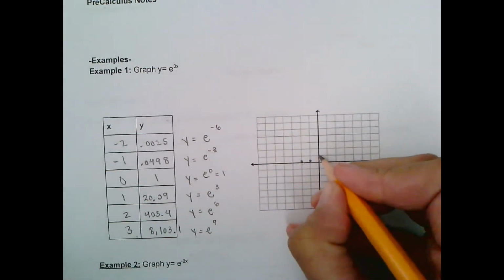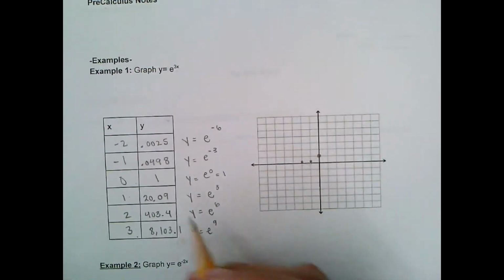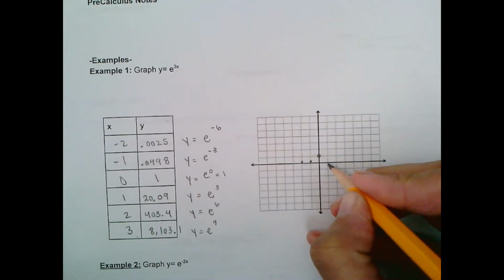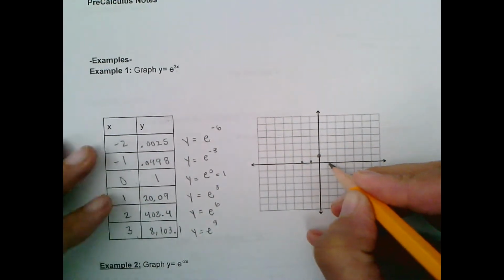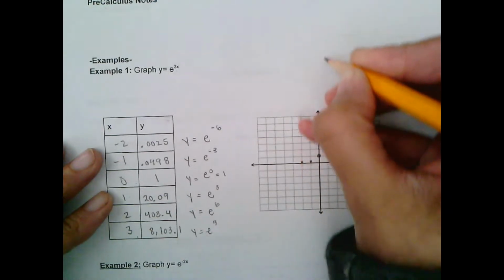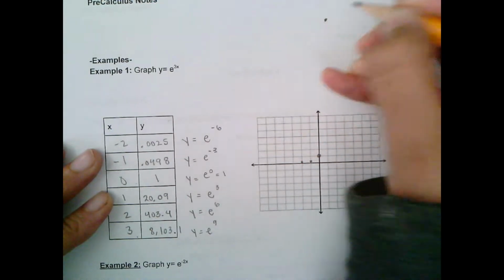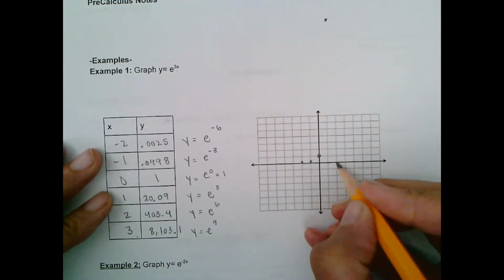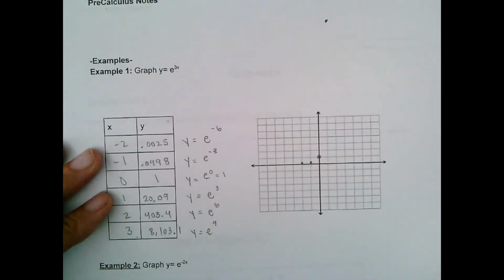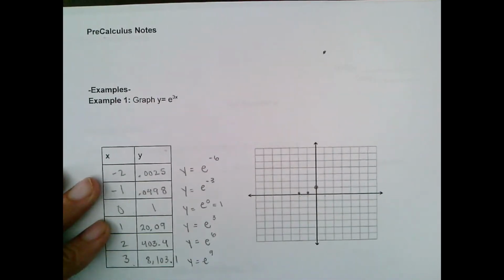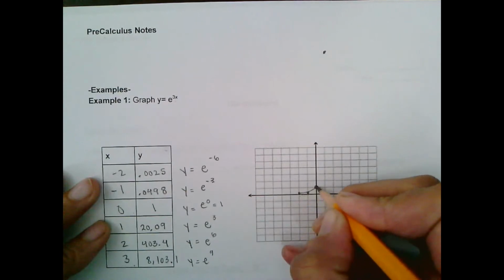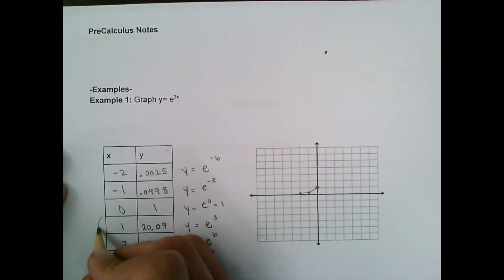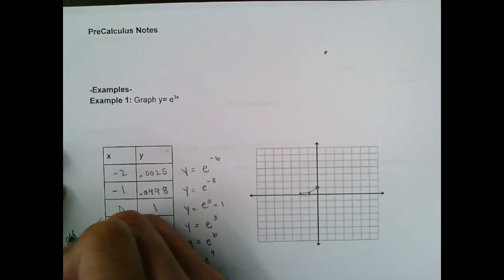When x is 0, you just get 1. When x is 1, you get 20.09. You get that this shoots up into the 20s range. And when x equals 2, you're going to get off your graph. So this is what this one looks like. At the end, these right here are off my graph.